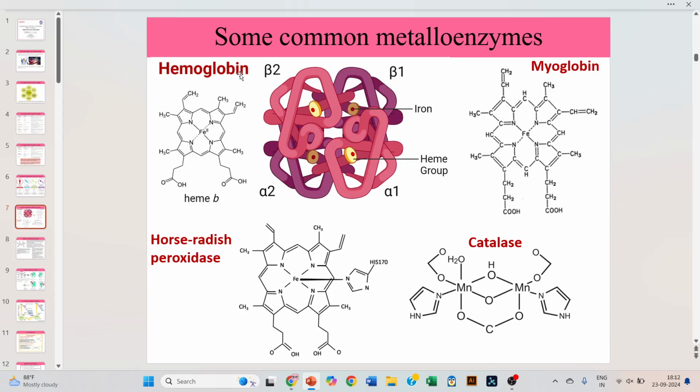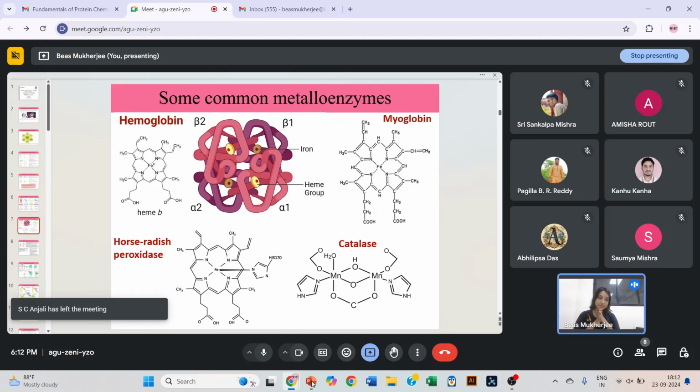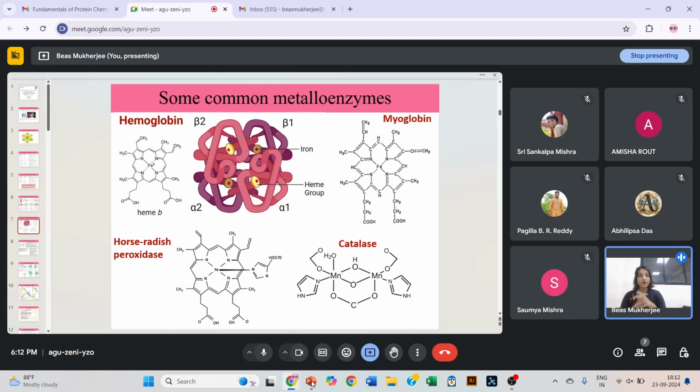For example, hemoglobin, of course you remember hemoglobin. This has a porphyrin ring structure with iron present, and the oxidation state of iron is +2, right? I'm sure you remember myoglobin as well. It again has a porphyrin ring structure with iron. And then there is horseradish peroxidase, a very common enzyme used during Western blot, right? This enzyme also has a porphyrin ring with iron, and it also has a histidine molecule bonded to it.